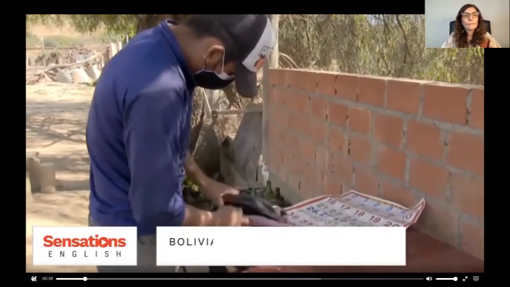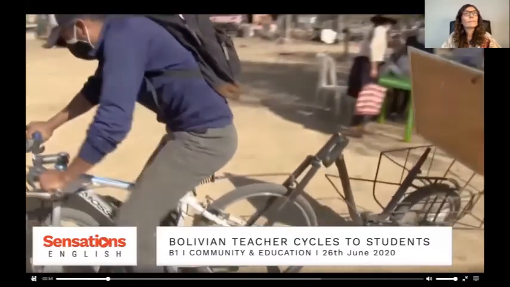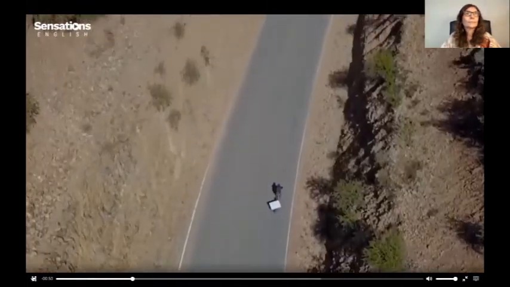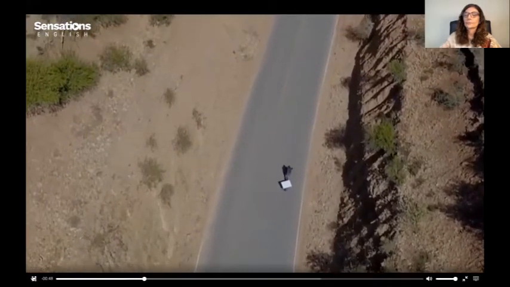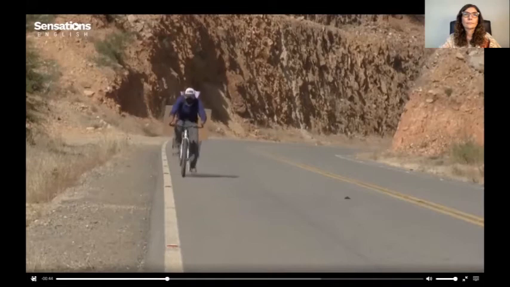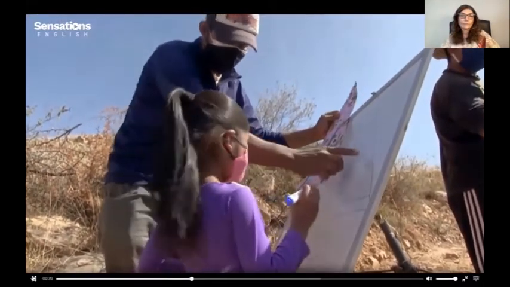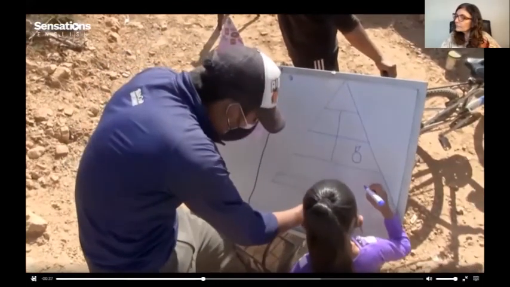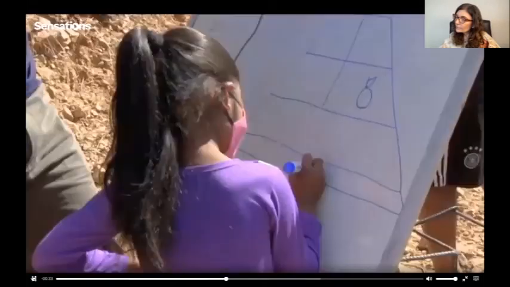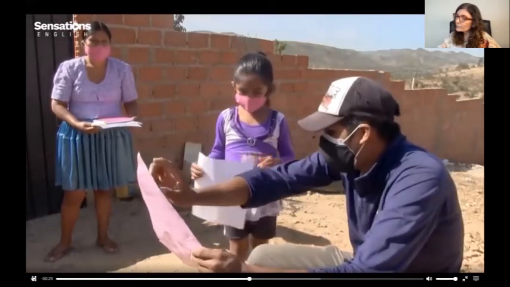Wilfredo Negrete cycles from town to town in the Bolivian countryside to teach his students. During the pandemic, teaching children at home has been difficult for parents around the world. But when you have no access to technology and little education, the task becomes impossible. So Negrete took his bike and rode to help his students 3 times a week.